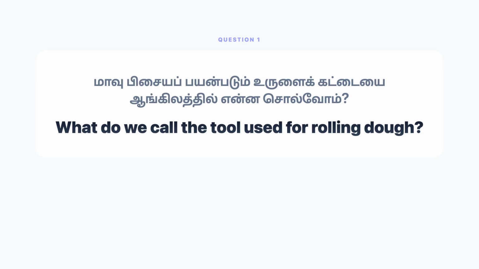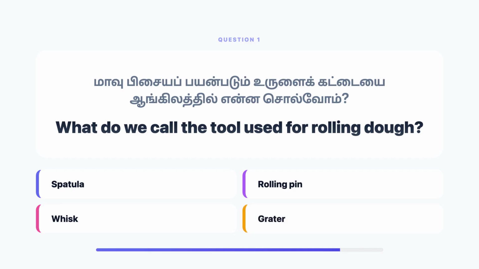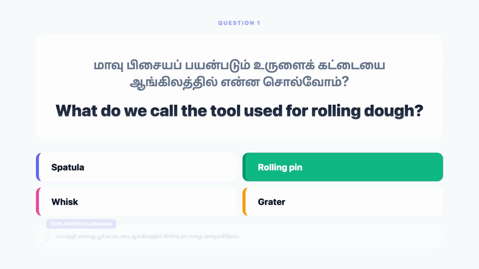What do we call the tool used for rolling dough? Spatula, rolling pin, whisk, grater. And the correct answer is rolling pin. Excellent. You got it right.